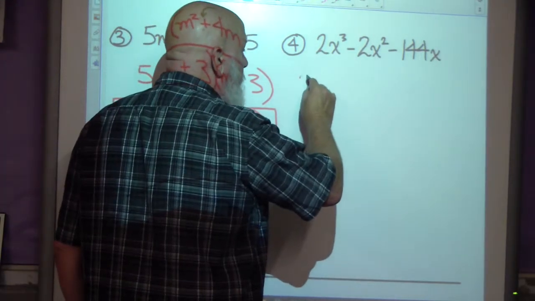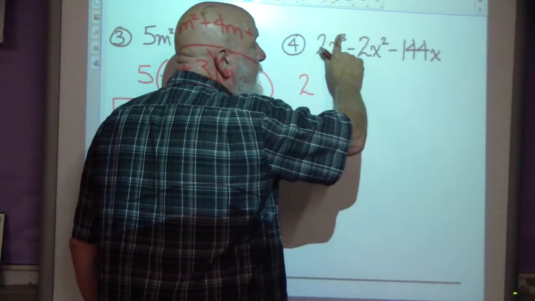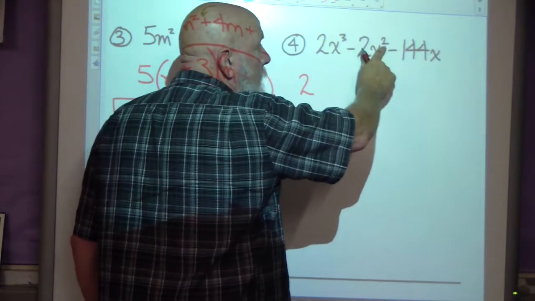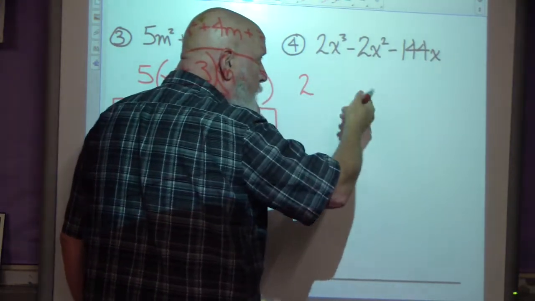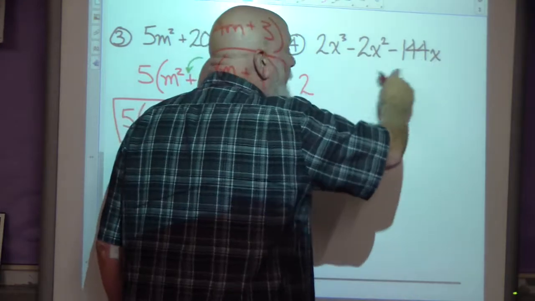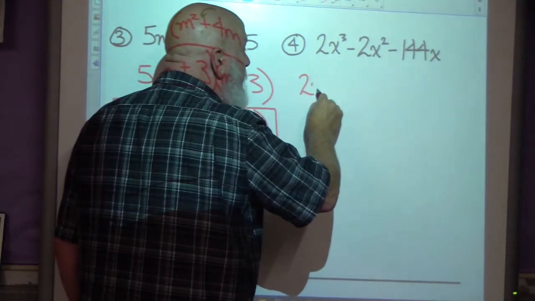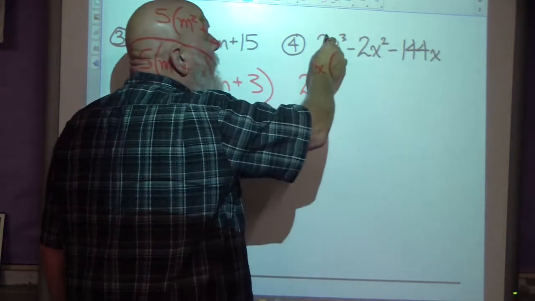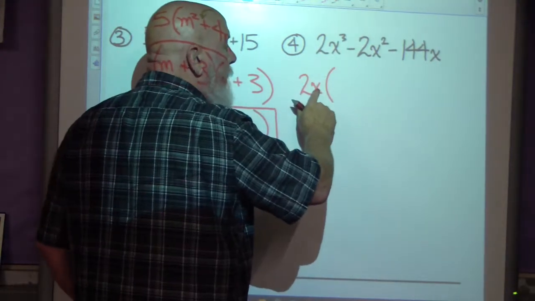I'm going to pull out a 2, and I notice that was x cubed. That's not quadratic. So in order to factor a quadratic, I've got to see if I can pull an x out of all of those, and I can. So I'm pulling out a 2 and an x. And I'm going to write what's left from each term if I pull a 2 and an x out.